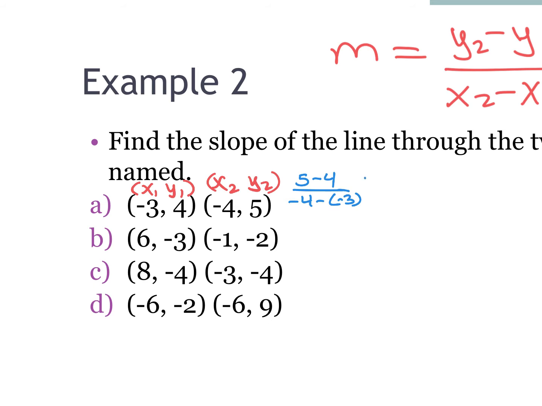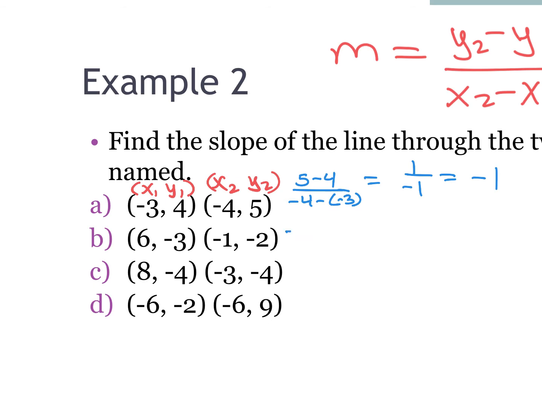So here it becomes 5 minus 4 is 1, but that denominator is going to turn into negative 4 plus 3, which is going to be negative 1. 1 divided by negative 1 equals negative 1. If it will simplify to an integer, simplify it. If it's an improper fraction or a fraction, just leave it in simplest form. Let's try the next one.